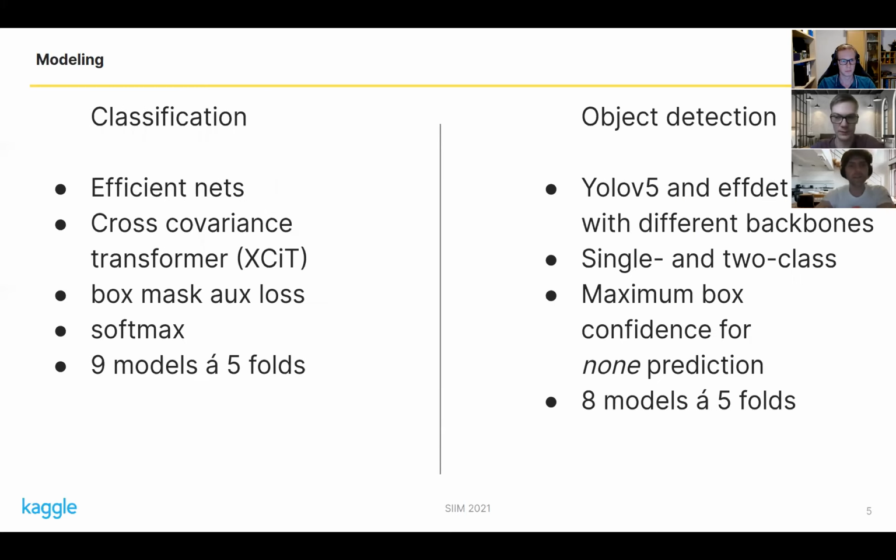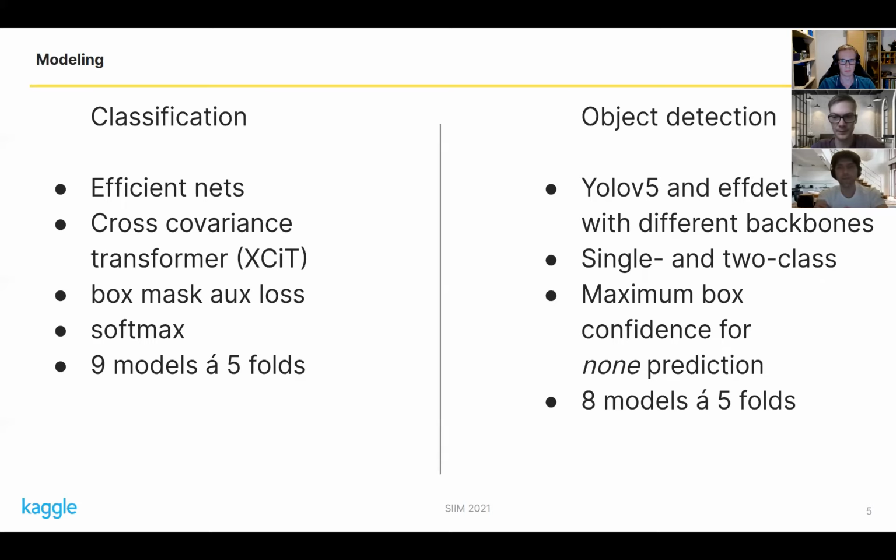Yeah, for the classification part, we used EfficientNet backbones and the cross-covariance transformer, which is newly released from Facebook. We added an extra loss, namely the segmentation loss for the boxes, to help regularize our models. And for the classification, we used the softmax layer. At the end, we had 9 classification models, each trained with 5 folds.